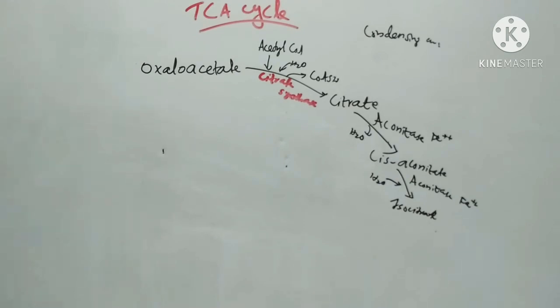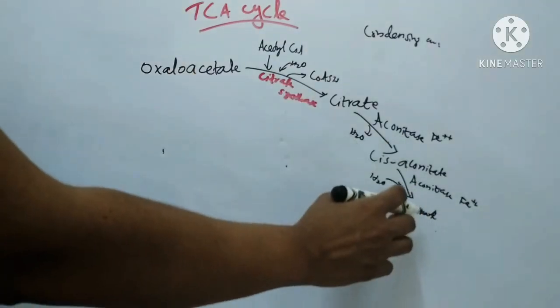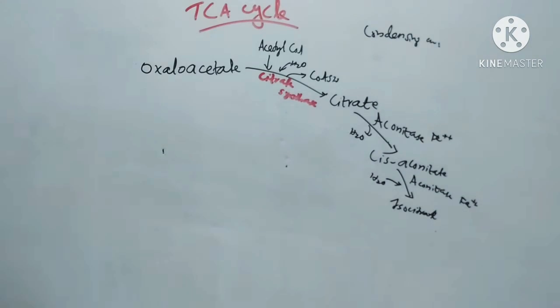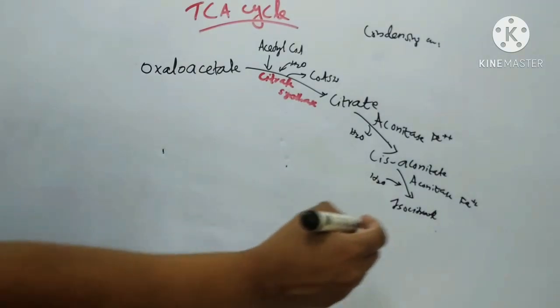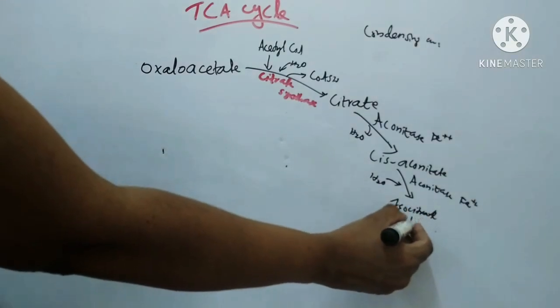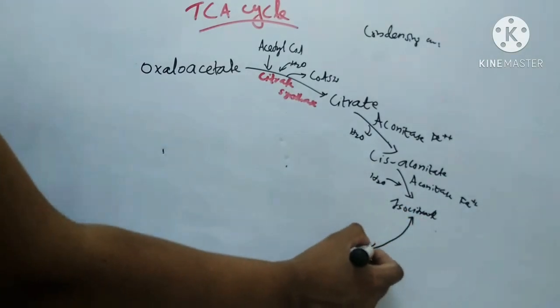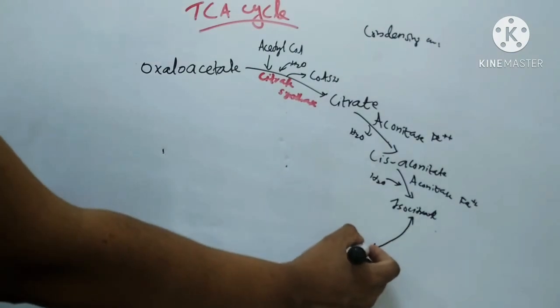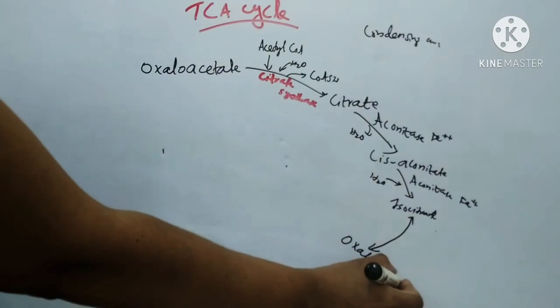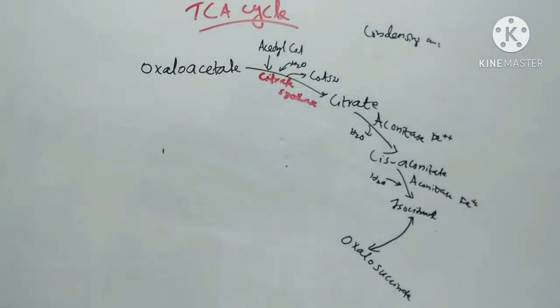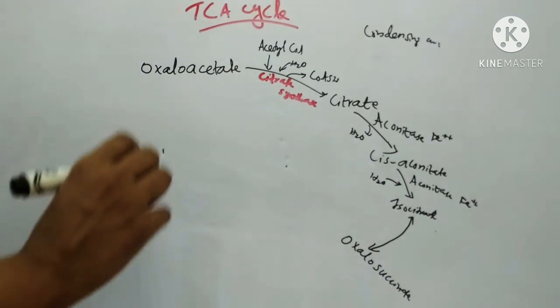This 6-carbon isocitrate is converted to a derivative of 4-carbon succinyl-CoA. That is the first step. From isocitrate it is converted to oxalosuccinate by the enzyme isocitrate dehydrogenase.